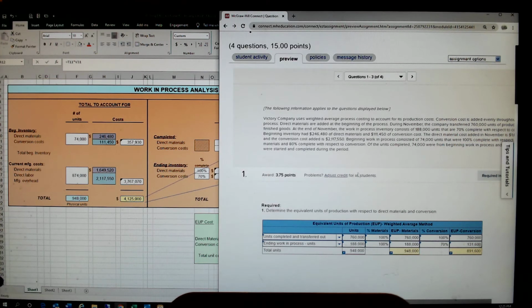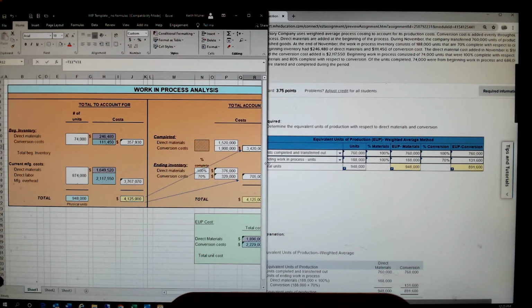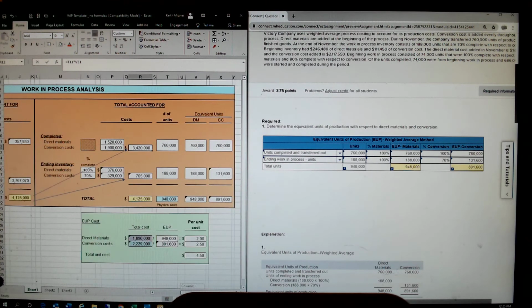But let's go back, and now here are the questions they're asking. They're asking, what are the equivalent units of production? And essentially, this is what they're asking for right here. See, 760, 188, 948. It's the same. It's these three columns. They're just putting the percentages in to show what I multiplied them by.